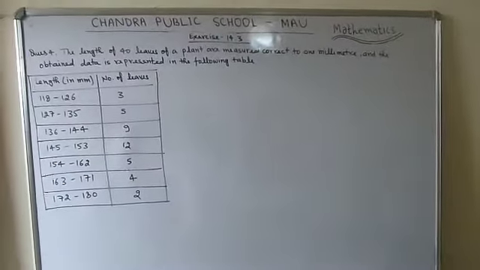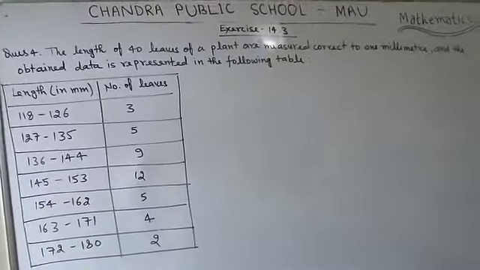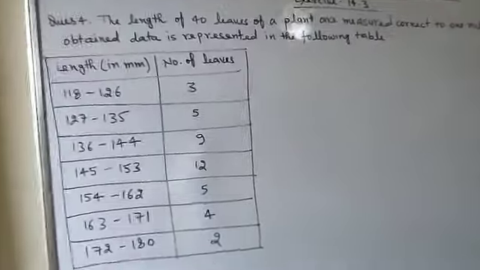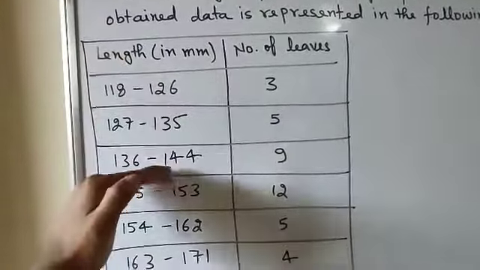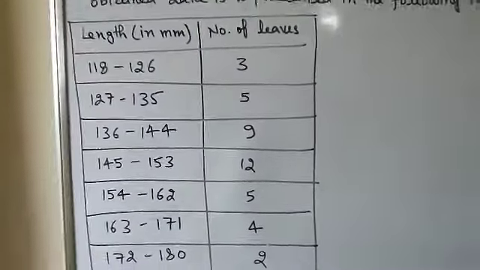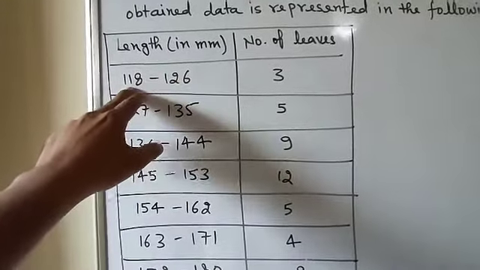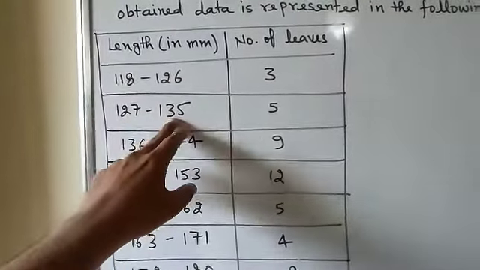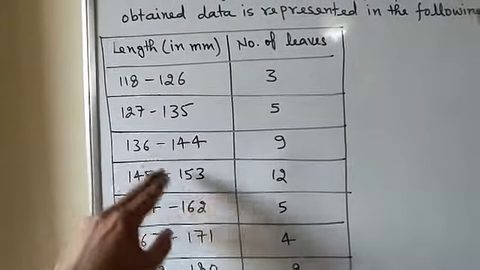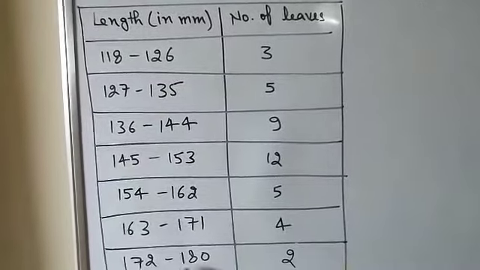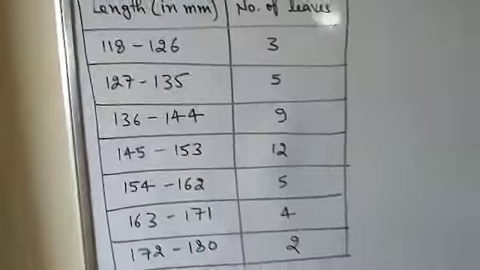So students, if you are going to draw the histogram, first there are certain things which you need to check. First you will check the class size. Class size means you need to find whether in each and every class interval the class size is the same or not. Here class size equals upper limit minus lower limit. So 126 minus 118 is 8. 135 minus 127 is 8. 144 minus 136 is 8. So the class size is 8 in each and every class interval. So the class size is the same.